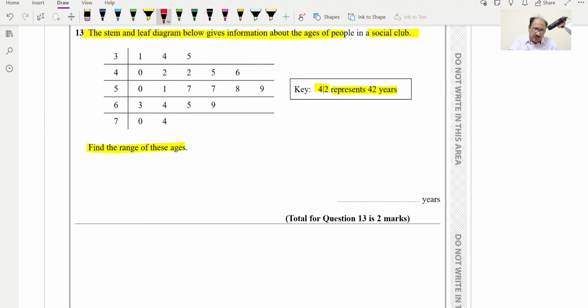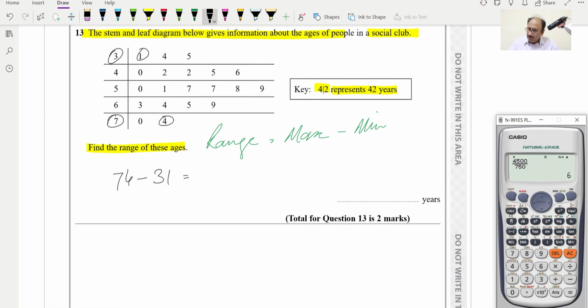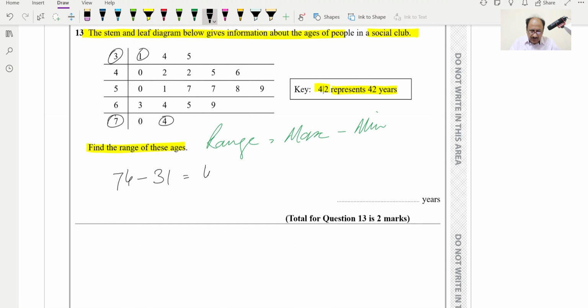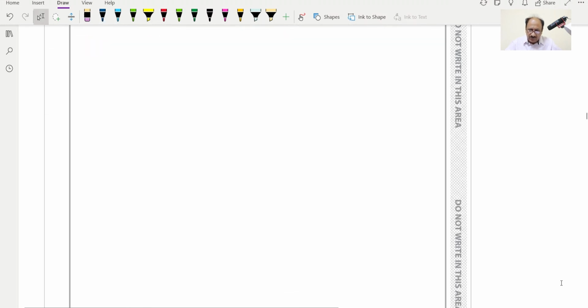We know range is equal to maximum minus minimum. So range is equal to maximum value minus minimum value. So we will check for the maximum value. Maximum value will be 74. So 74 minus the minimum value, which is 31. So 74 minus 31 is equal to 43. So 43 years will be our final answer for this question.